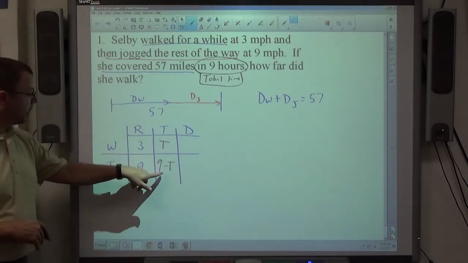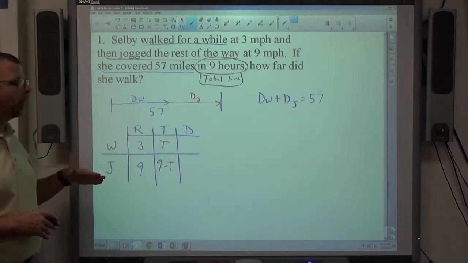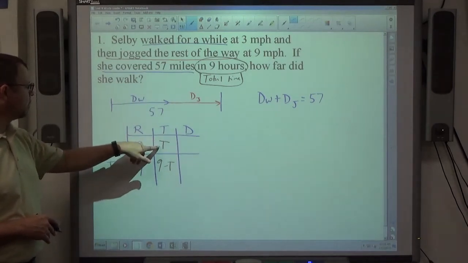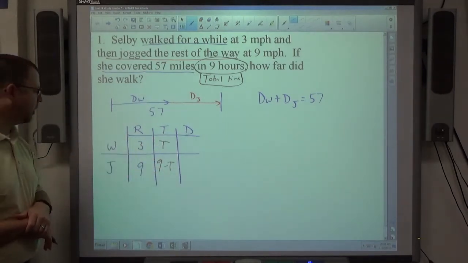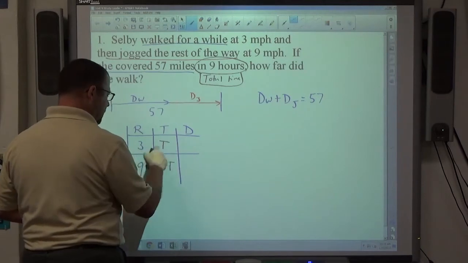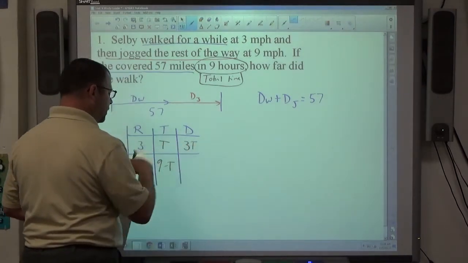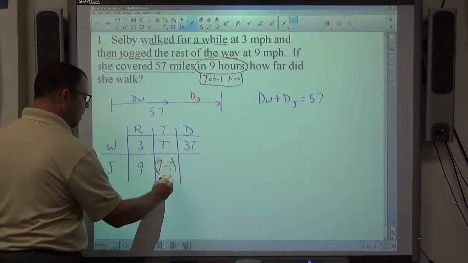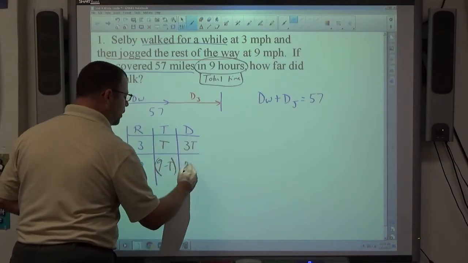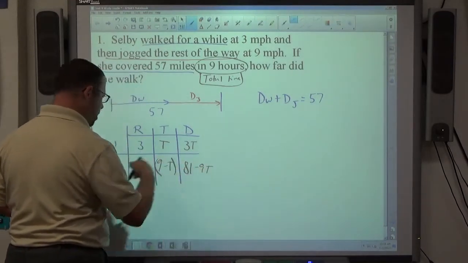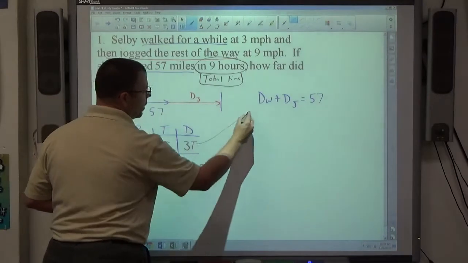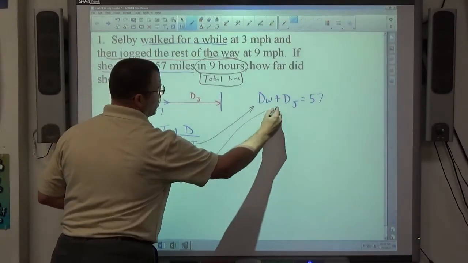I could have just easily made this t and that 9 minus t. It doesn't matter which is which. But once I make a decision now, t is her walking time, 9 minus t is her jogging time. So rate times time is distance, so 3t would be her walking distance. This is a binomial times 9 is going to be 81 minus 9t. That's her jogging distance. And her walking distance plus her jogging distance is equal to 57.